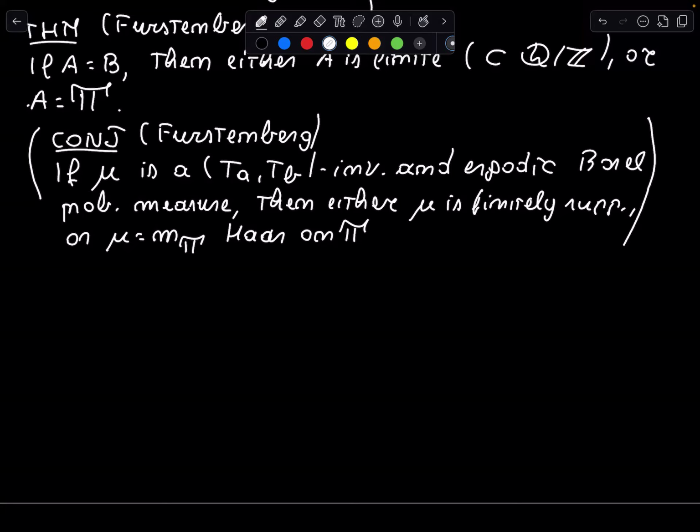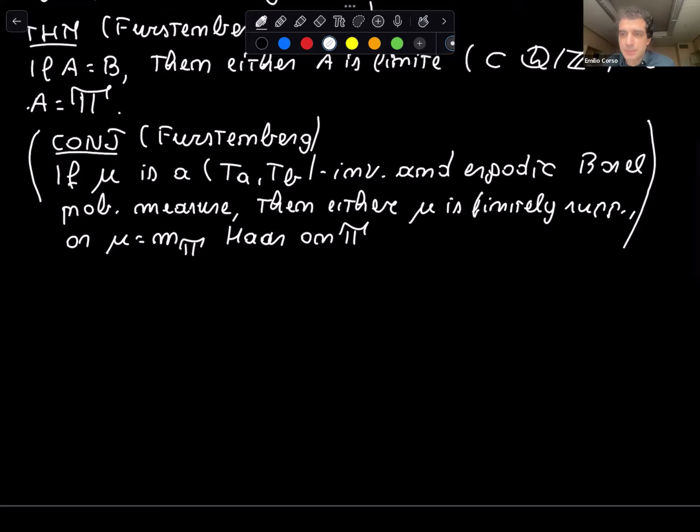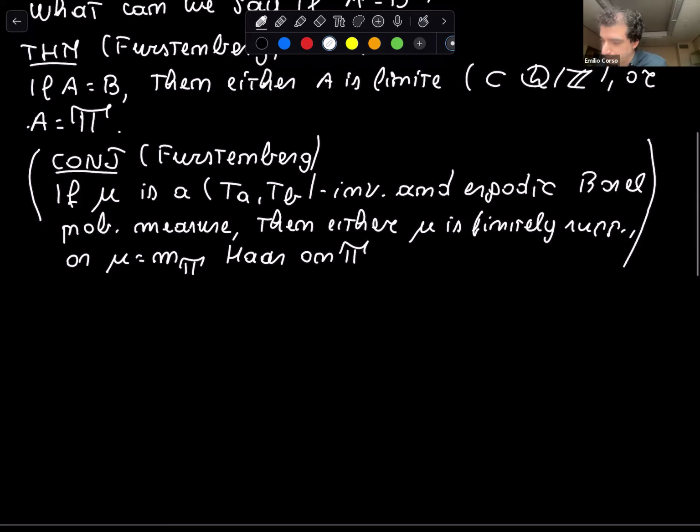The focus will be, I'm sorry, is there any question? Okay. So I won't have anything to say about measures. The focus will just be on sets, but of course, the conjecture is so famous that it really deserves mentioning.